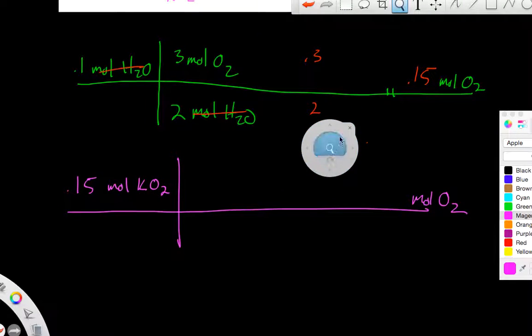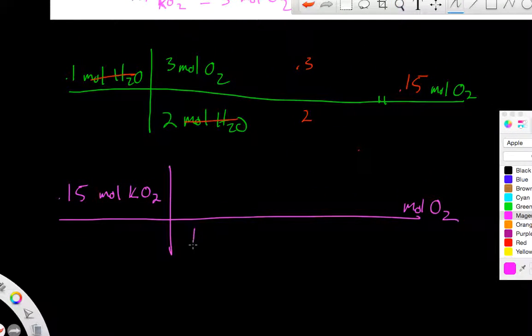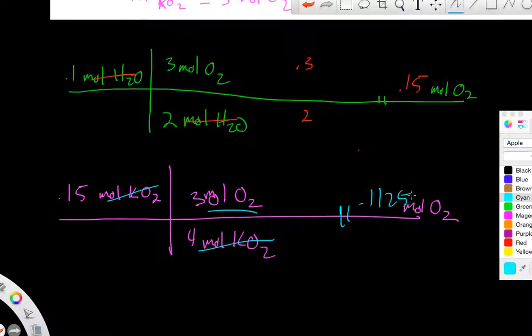Okay, so that was 4 on the bottom, so 4 moles of KO2, and then 3 moles O2. Multiply across the top and bottom because we notice our moles KO2 go away and we're left with moles O2. So 0.15 times 3 divided by 4 gives me 0.1125.